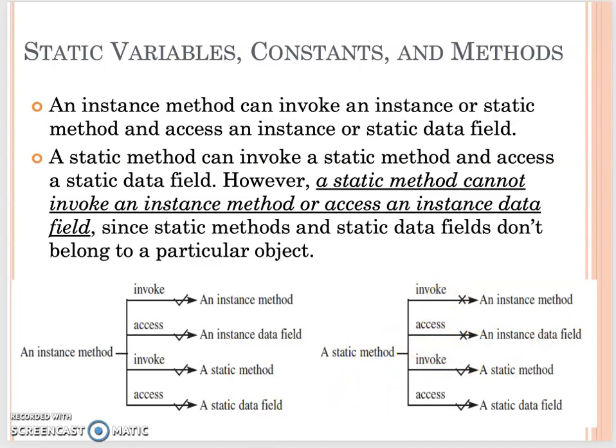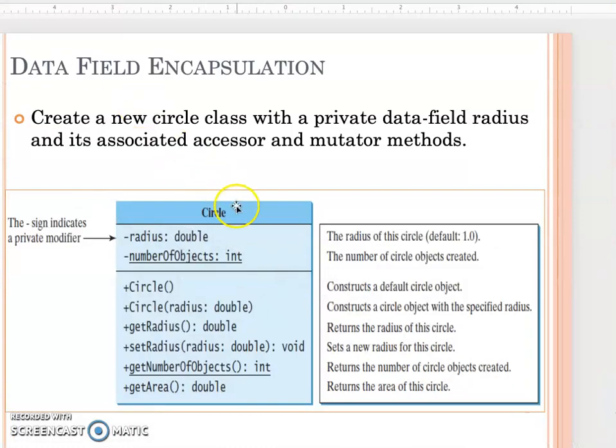For example, you can see in last week's circle class, we have the instance variable radius, but the static variable is numberOfObjects. So numberOfObjects and the getNumberOfObjects method are static, so they are created after the Circle class is defined. But radius cannot be defined until your object is created. So that's why, for an instance variable or instance method, we cannot guarantee it can be accessed from a static method.